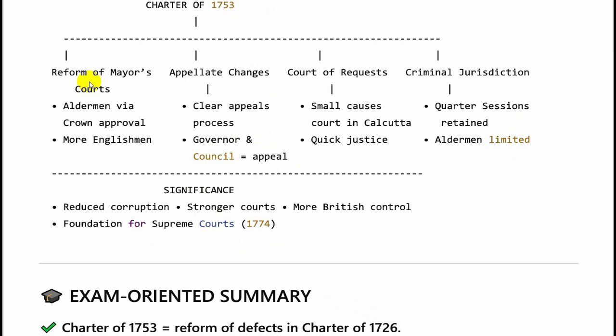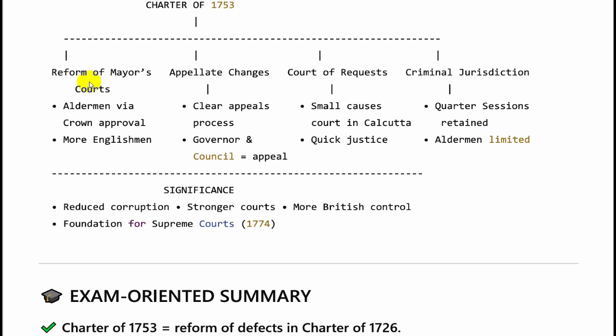Aldermen were appointed via the approval by the Crown. There were more Englishmen in the group in the court system. The appellate change introduced was that basically there was a clear appeal system. Governor and Council was the appellate authority. A court of request was established, which was also known as the Small Causes Court in Calcutta.